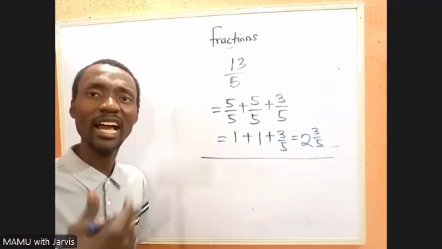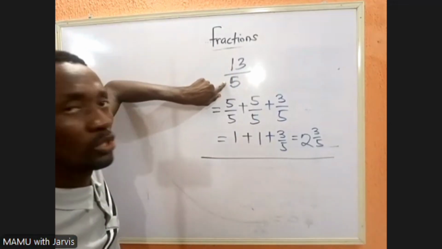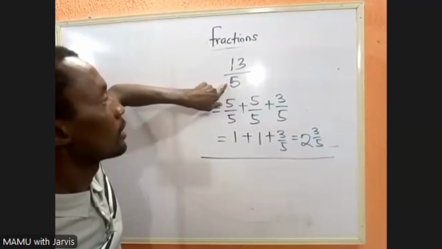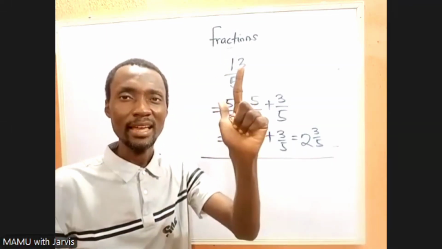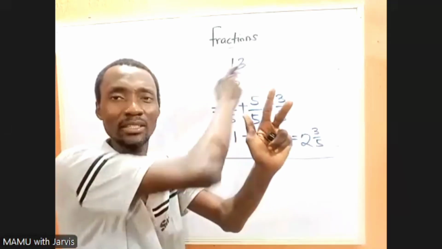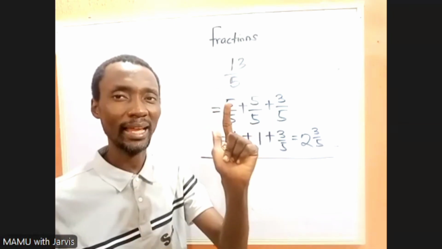Now, another student can use another method. He could say, okay, I know my multiplication tables very well, so I try to multiply. 5 times 1, 5. 5 times 2, 10. 5 times 3, 15. No, it's too much because what I have there is what? 13. So 5 times 1, 5. 5 times 2, 10. Okay, I can get 10.